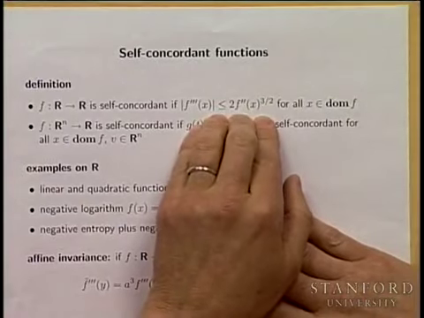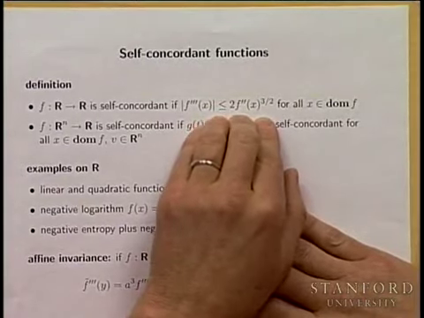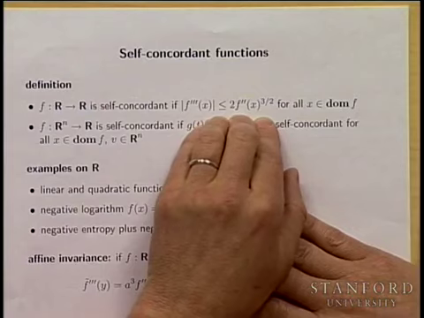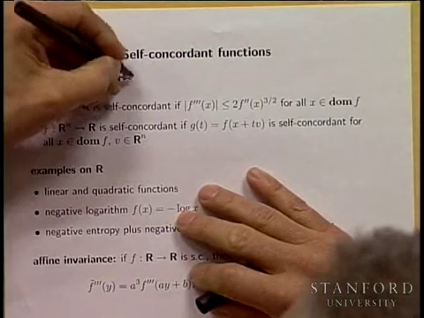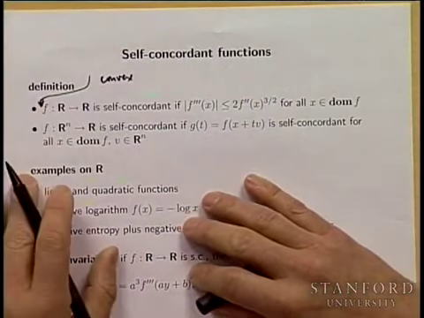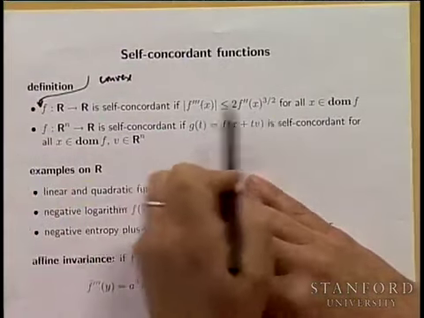Actually, it's interesting. If you look back at the inequality, you'll realize that if a function is self-concordant, that subsumes convexity. Let's see if I can find that inequality. Oh, here it is. The right way to look at this is the following. To make this precise, we'd say convex here. That's a good point.